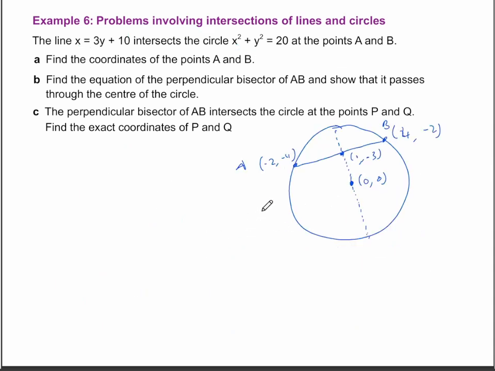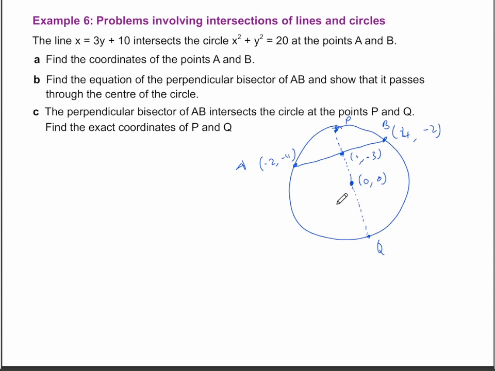And so currently, this is what we know about the circle: there is a line AB that is a chord of that circle, and the perpendicular bisector of that chord passes through the center, right? We knew that because of the circle theorem we just did. Now we see that the perpendicular bisector of AB, which is this dotted line right here, intersects at P and Q. Then we're told to find the exact coordinates of P and Q.